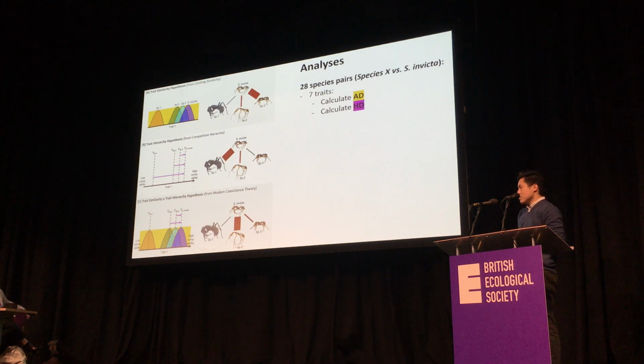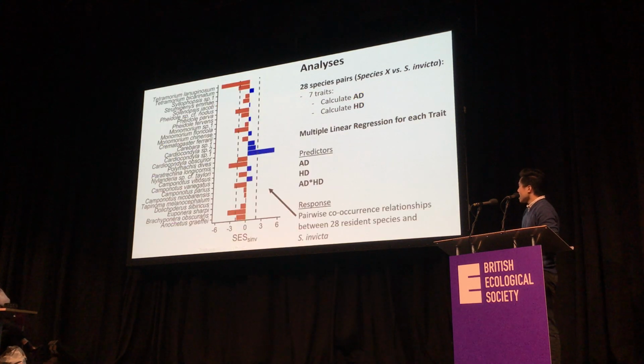We had 28 pairs of species, each resident species with the fire ants, and we had 7 traits. We measured these 2 metrics for each of those pairs and each of those traits. Then we used multiple linear regression for each trait with multiple species pairs, basically testing which metric representing the different hypotheses best accounted for the patterns of co-occurrence between resident ant species and the fire ants across the landscape.